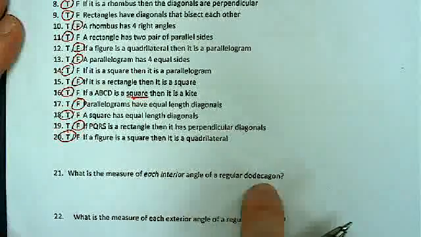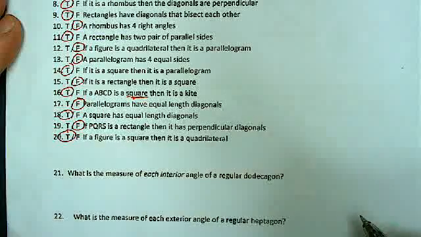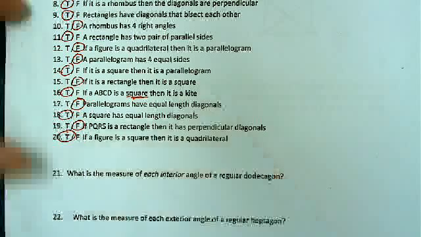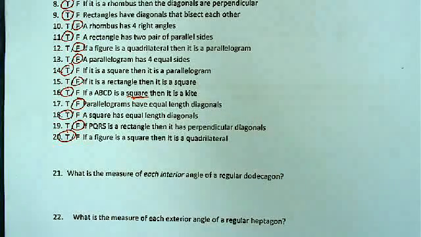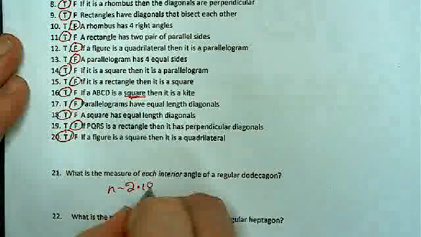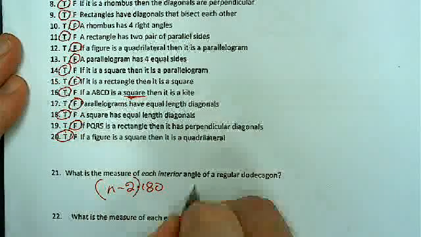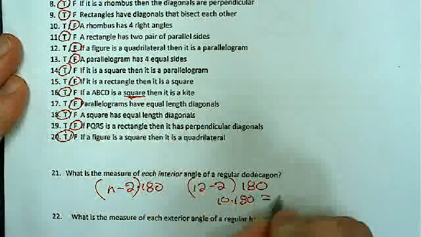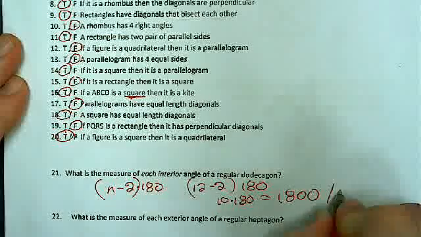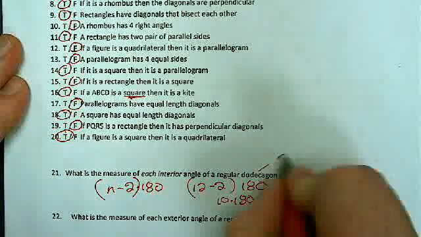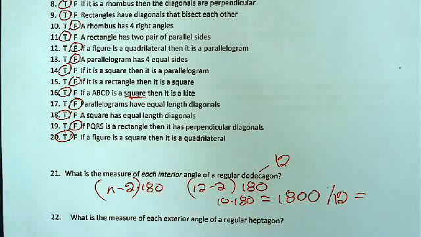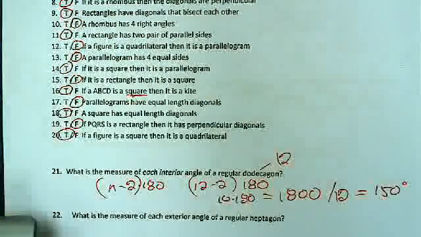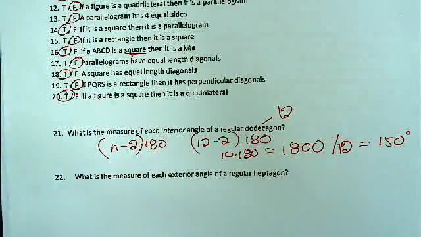Moving down here, what is the measure of each interior angle of a regular dodecagon? Now remember with this that we're looking at n minus 2 times 180 tells me the sum. So 12 minus 2 times 180 gives me 10 times 180, or 1800, which I'm then going to divide by the 12. Remember, dodecagon means 12 sides. By the 12 interior angles for 150 degrees each.